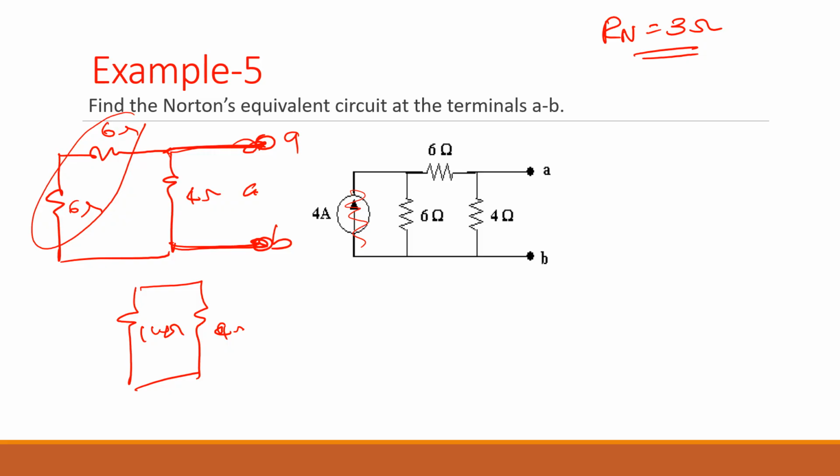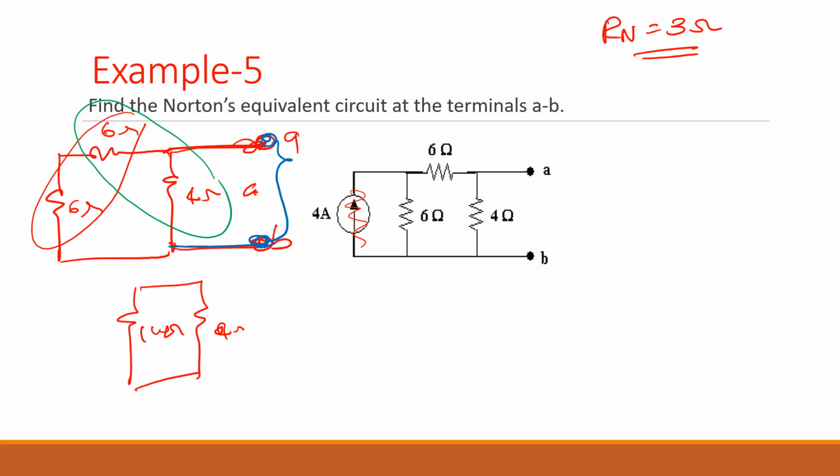Why not combine 6 and 4? Because they are not either series or parallel. No, 6 and 4 together. Yes, you are talking about these two. Am I right? Yes, they are not either in series or parallel. Why are they not in series? You need to find the equivalent resistance at A and B now, isn't it?